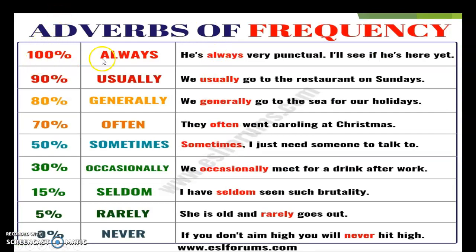Here we got the adverbs of frequency and we have the percentages. So here I got some examples using them. He is always very punctual. I will see if he is here yet. We usually go to the restaurant on Sundays. We generally go to the sea for our holidays. They often went caroling at Christmas. Sometimes I just need someone to talk to.